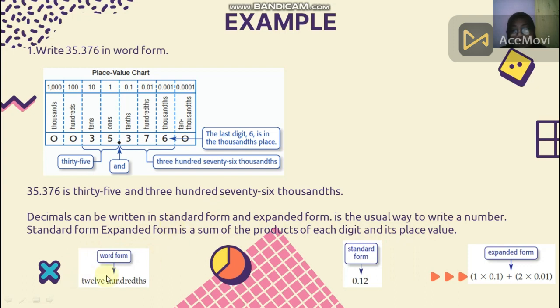Write 0.12 in expanded form: 1 times 0.1, plus, in brackets, 2 times 0.01.